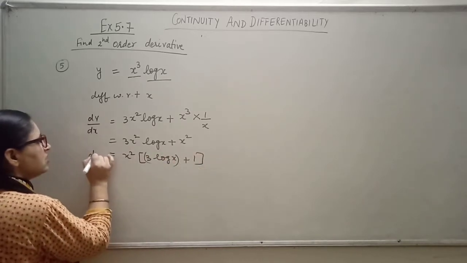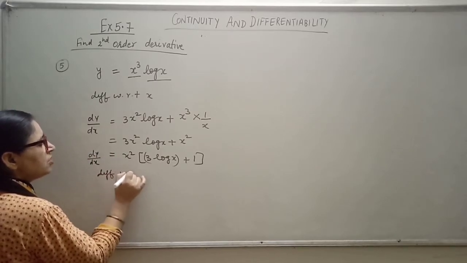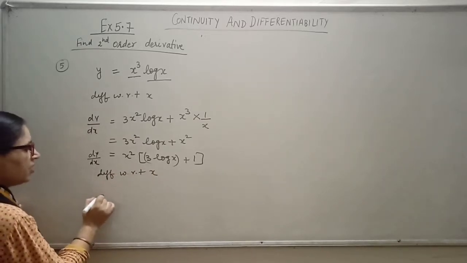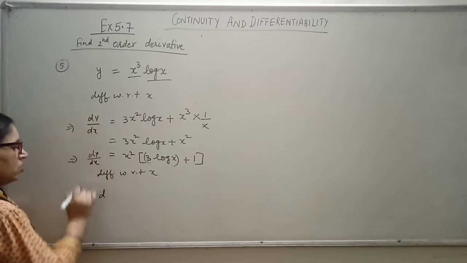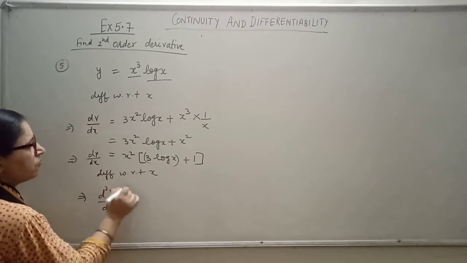So this is dy by dx, but the question is not completed here, because I have to differentiate with respect to x again to find out the second order derivative. So it becomes the second derivative with respect to x of this.